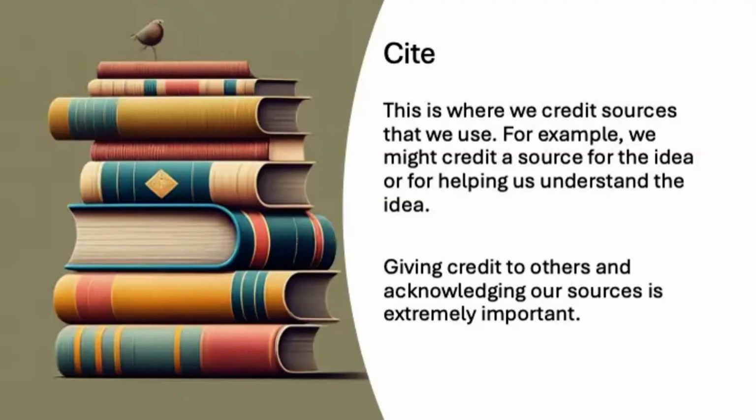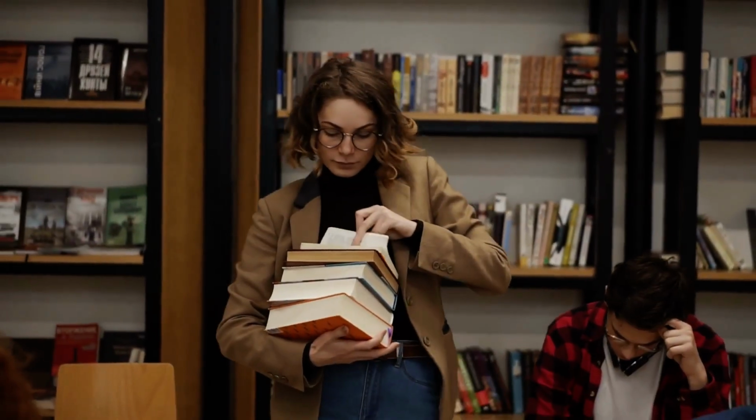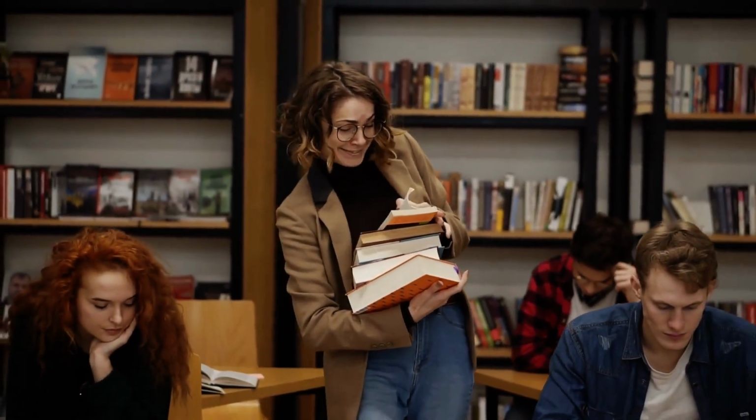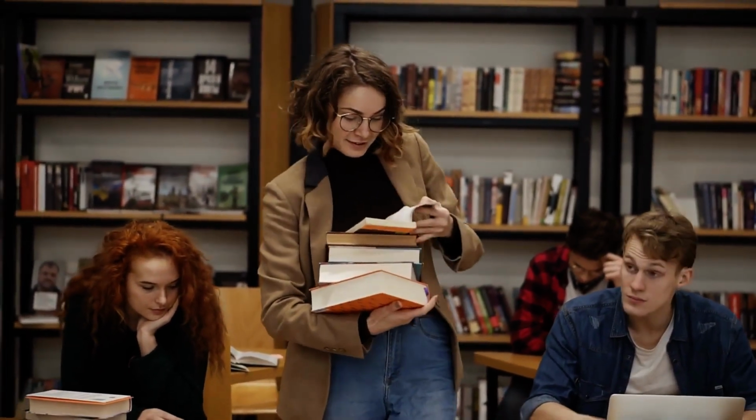Cite. This is the second part of the ICE strategy. This is where we give credit to the sources that we've used. For example, we might credit a source for the idea that we're using or for helping us to think about or understand an idea. This part of ICE often gets overlooked. However, when we write and share ideas in a professional manner, it's important to give credit to others and acknowledge the sources that we're using.